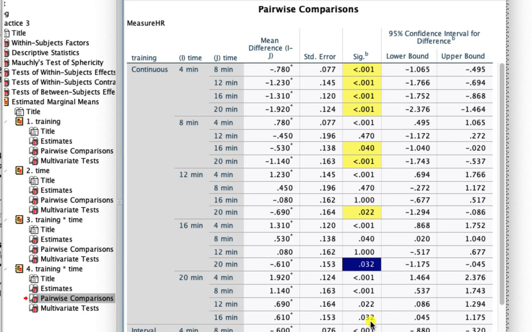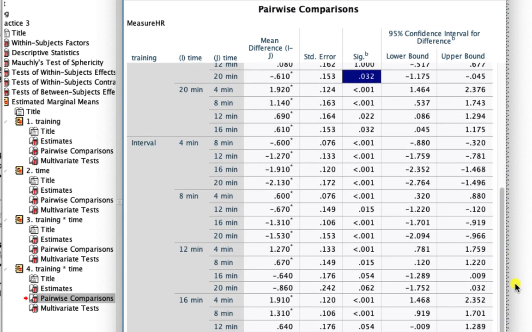These would be significant pairs in the continuous training program. So we could interpret this as all time points are significantly different from 4 minutes. 8 minutes was significantly different from 16 and 20 minutes. And 12 minutes was significantly different from 20 minutes within the continuous training program.